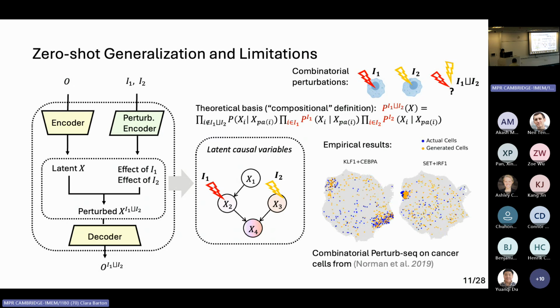We've also tested this on a combinatorial perturb-seq on cancer cells from a 2019 paper. You see here UMAPs where individual dots correspond to cells projected down to 2 dimensions. The gray blobs are all of the cells in the data set, the actual cells from the combinatorial perturbations are in blue, and the combined predictions from the zero-shot manner are in orange. They overlap quite well. But of course, as I said before, if the basis of the definition changes, for example if you have interactions, this doesn't necessarily guarantee that you predict the effect perfectly. So that's for combinatorial perturbation effects.